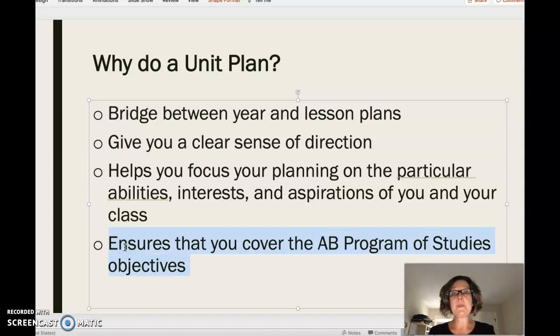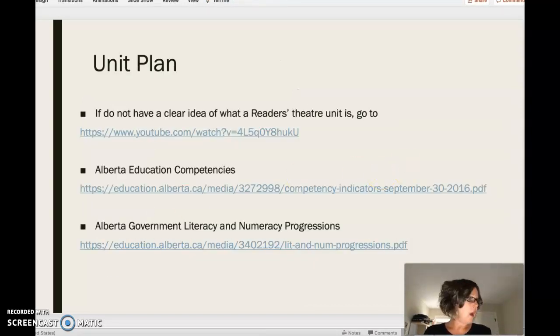Again, you are responsible as a teacher for covering those Alberta Program of Studies, and so this is one way that it helps you. Okay, I'm going to scroll over here. I've got another screen happening over here. I'm trying to do double screen.